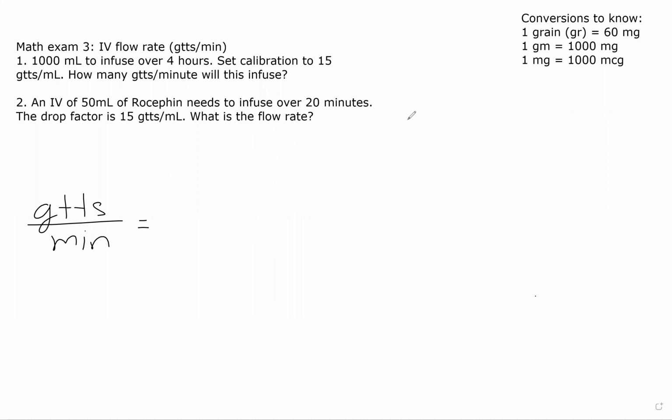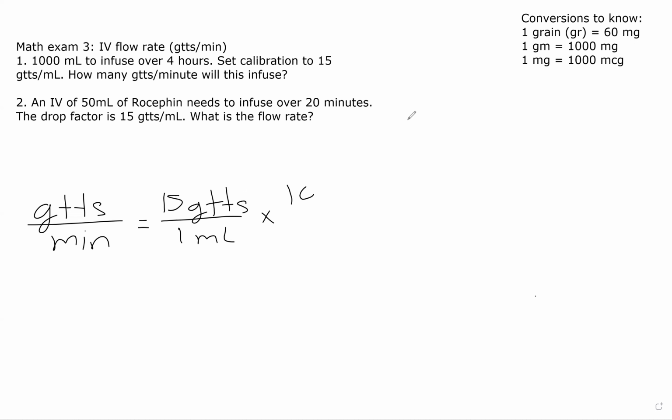So number one is 1,000 milliliters to infuse over 4 hours. Set the calibration to 15 drops per milliliter. How many drops per minute will this infuse? So we'll start by lining the drops up. We have 15 drops, drops on top here, and those 15 drops are per 1 milliliter.